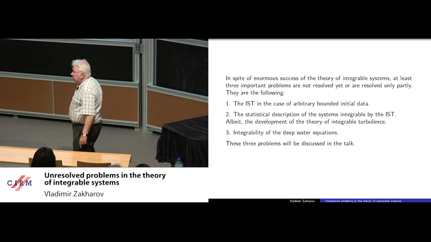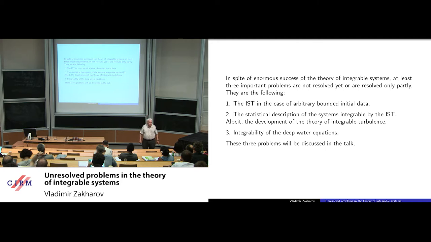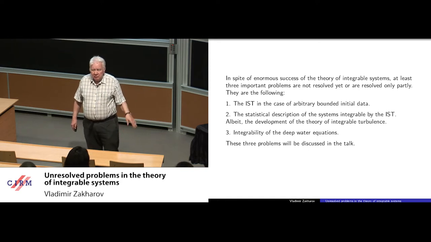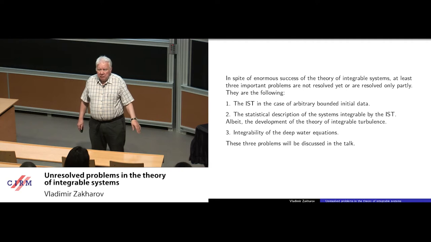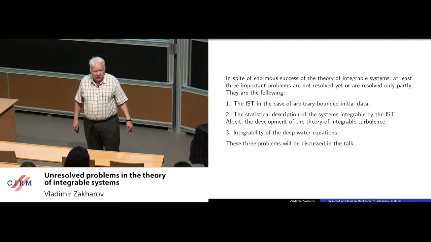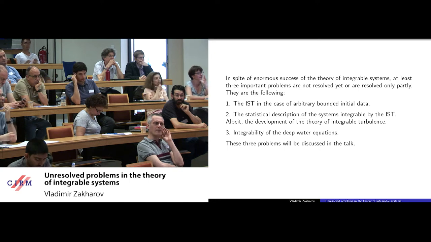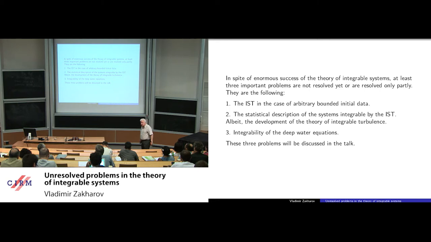The second problem is that it's time for a statistical description of integrable systems. In many cases, the real situation is described by a system where the number of degrees of freedom is very large. For instance, what's going on at the coastal line in the ocean is described by an integrable equation, of the Kadomtsev-Petviashvili kind. However, the statistical description of this phenomenon is far from being developed. I call this statistical description of integrable systems integrable turbulence.